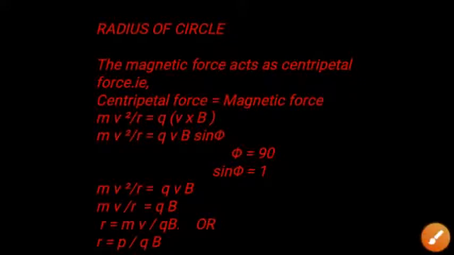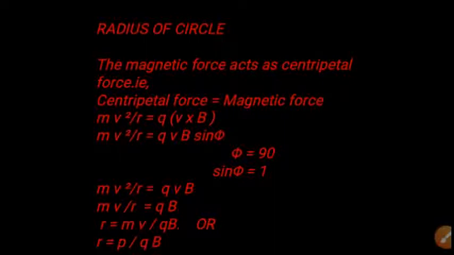Next, let us find out the radius of the circle followed by the charged particle. We know when the velocity is perpendicular to the magnetic field, the magnetic force acts as the centripetal force which provides the circular path of the charged particle. Therefore, we can write centripetal force equal to magnetic force.